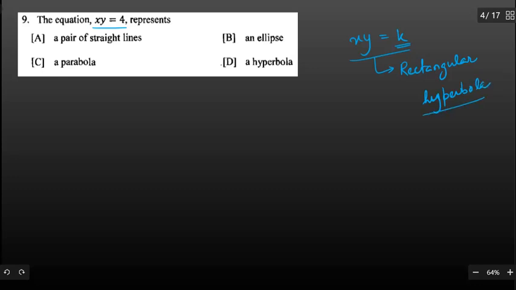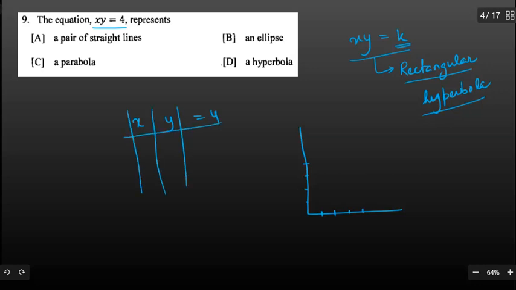Okay, but still, if you don't remember this formula, we can still solve this question with the help of plotting points and a graph. The equation is given: x into y equals 4. Let us plot some coordinates. This is 1, 2, 3 and 4, and this is 1, 2, 3 and 4. So we take different values of x and y and we verify this equation.